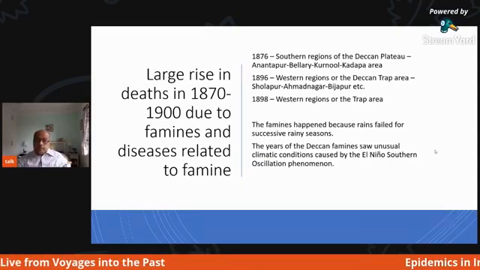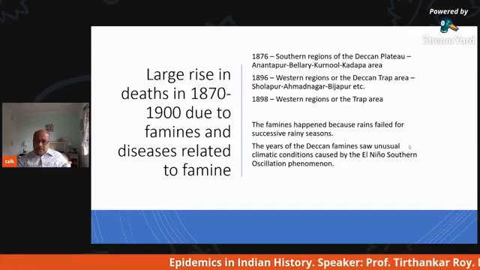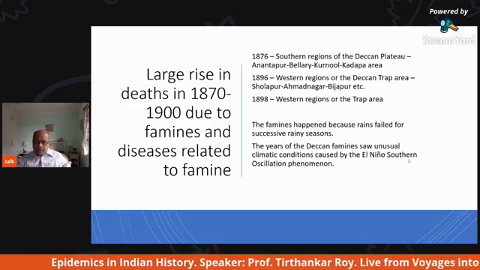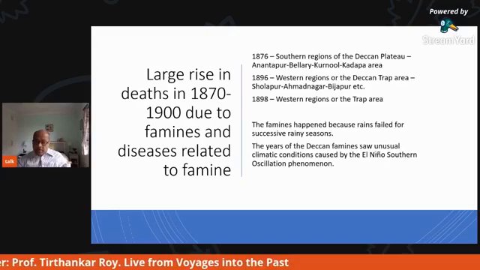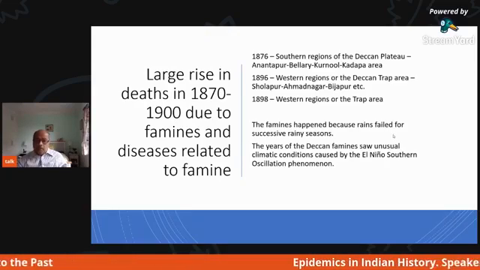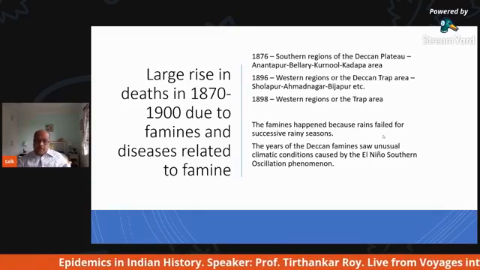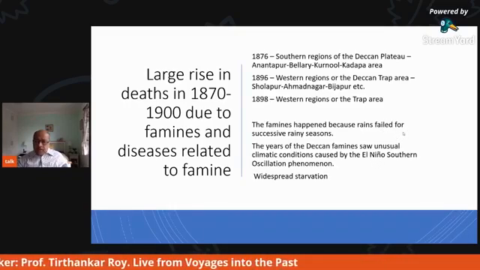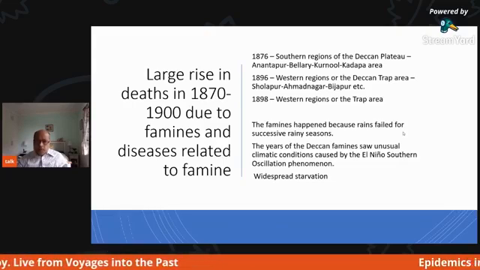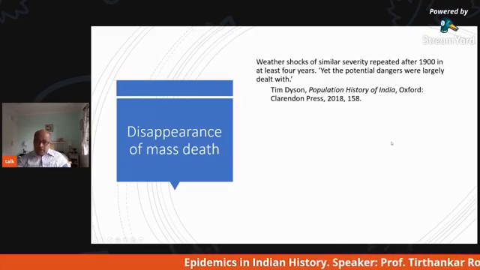Now, it's also established that disturbance in the Pacific wind pattern, the trade winds, which is sometimes called El Nino and La Nina, had something to do with the occurrence of these repeated droughts. When this phenomenon happens, usually rains fail in the Indian subcontinent. So there was widespread starvation. Now, there are no puzzles about this. We know these facts already, but the huge puzzle was the disappearance of mass death.